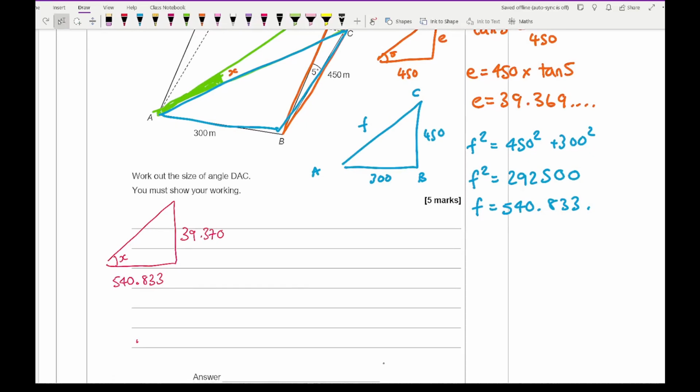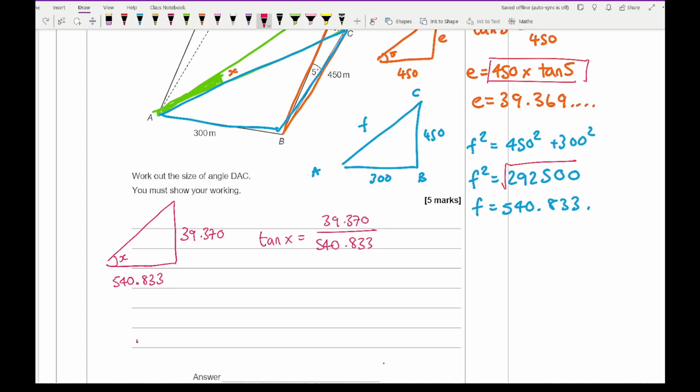So then using tan, I get tan x equals 39.370 over 540.833. Now rounding with regards to in between questions, it's your personal choice. If you want to use the exact answer, that's entirely up to you. So for example, rather than using 39.370, I could have used 450 tan 5, and instead of using 540, I could have just used the square root of 292,500. That'll give me the exact answers.